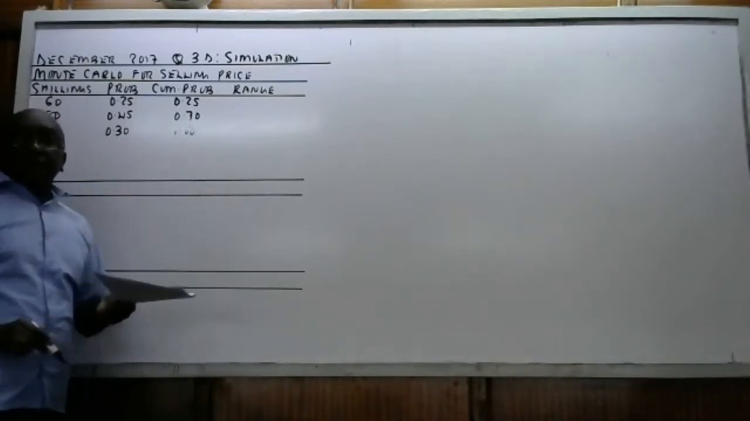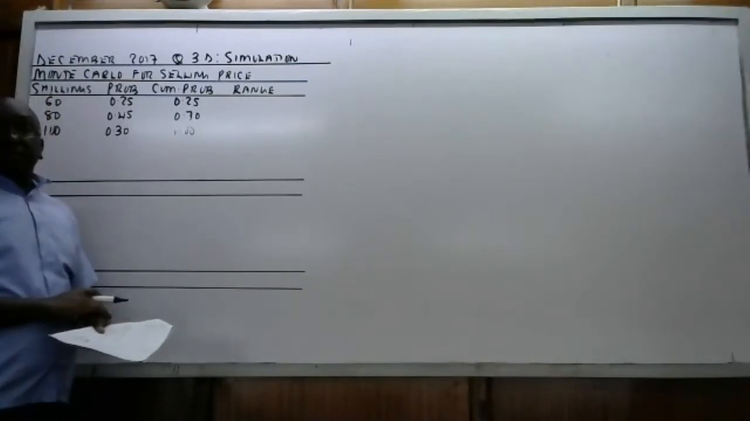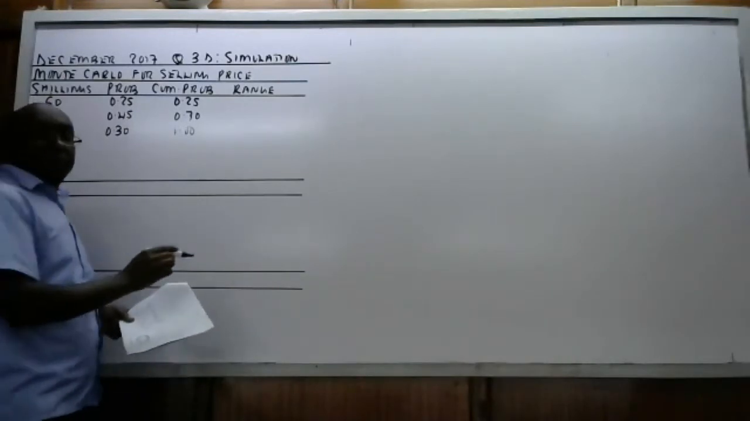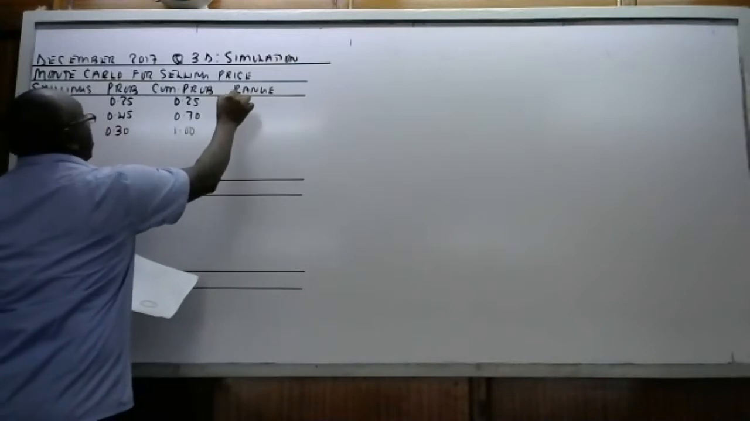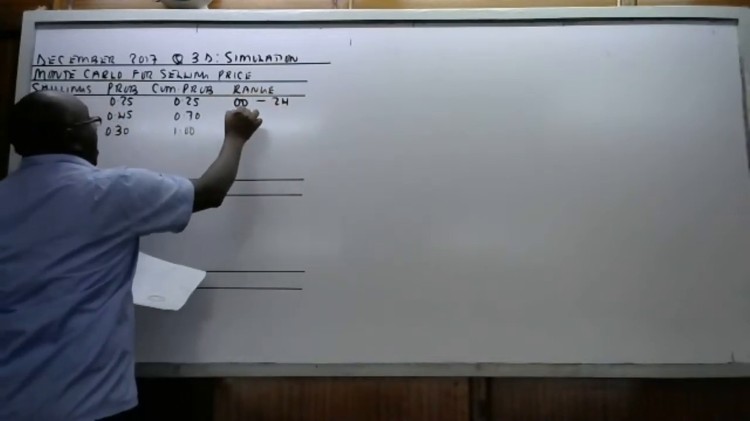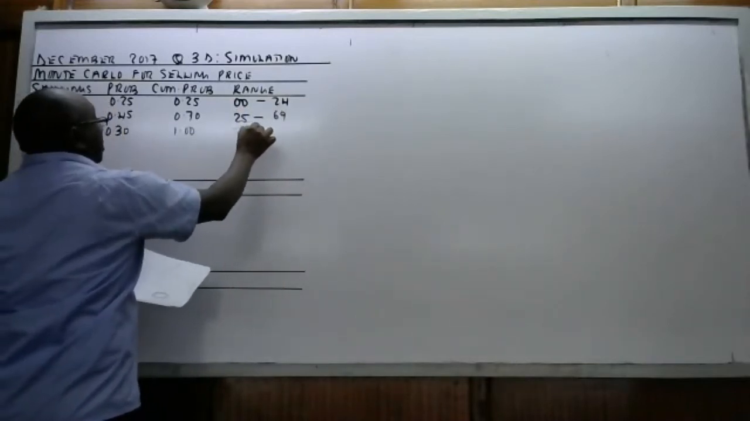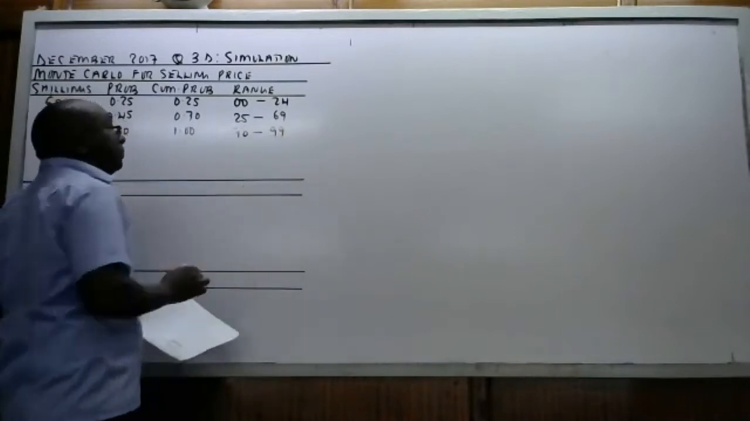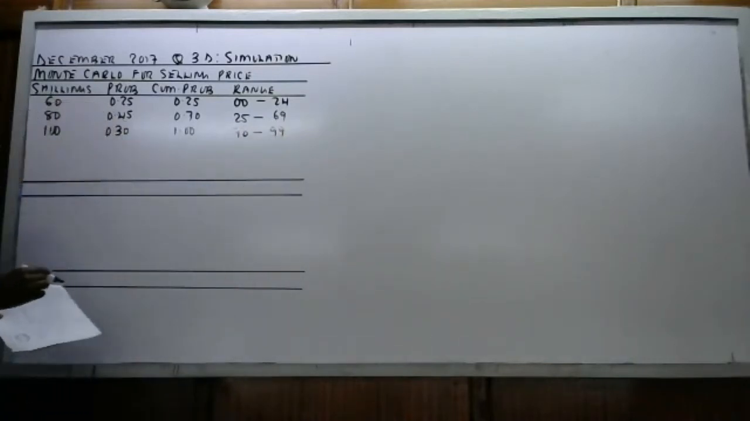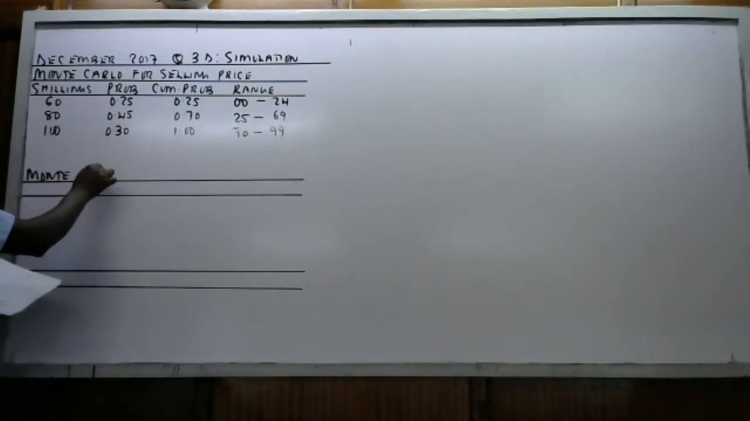I believe that we are all comfortable with how to do the range, but if you are not, you can let me know. So this one is 00 up to 24. This is 25 up to 69. This is 70 up to 99.